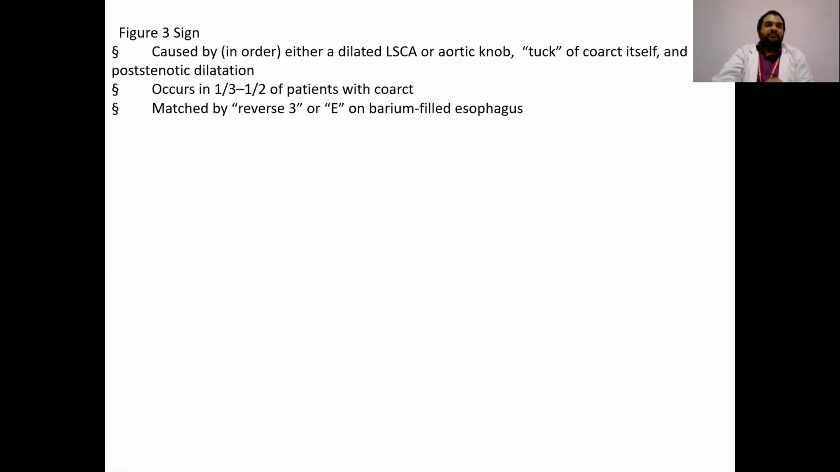Figure of 3 sign. It is caused by a dilated aortic knob above and the coarctation itself, with post-stenotic dilatation below, which occurs in one third to one half of patients with coarctation, matched by the reverse 3 or E sign on barium-filled esophagus.